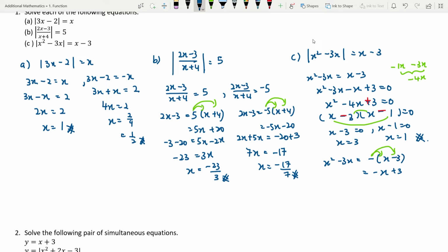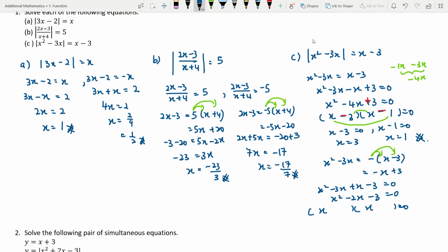Again, it's a quadratic equation, so we move all the terms to one side. X squared minus 3x plus x minus 3 equal to 0. Simplify it, x squared minus 2x minus 3 equal to 0. We factorize the equation.